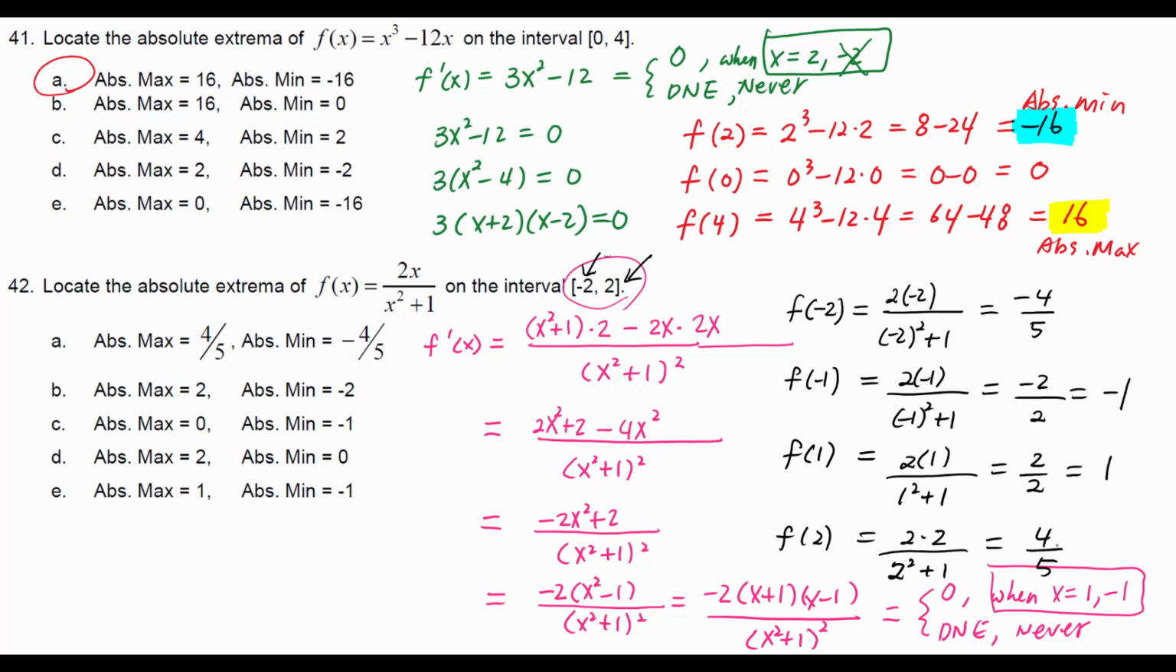So which one is the largest value? The largest value is +1, which is the absolute maximum, and the smallest is -1, which is your absolute minimum. So the answer is E.